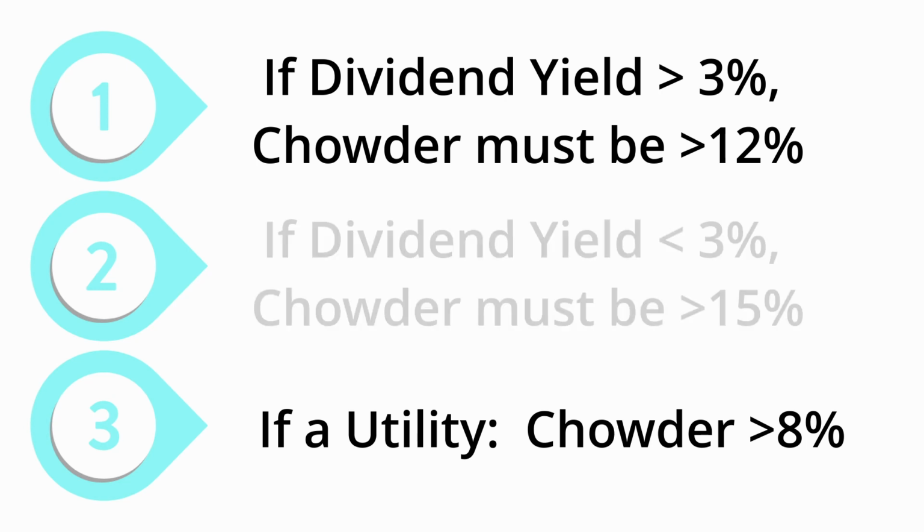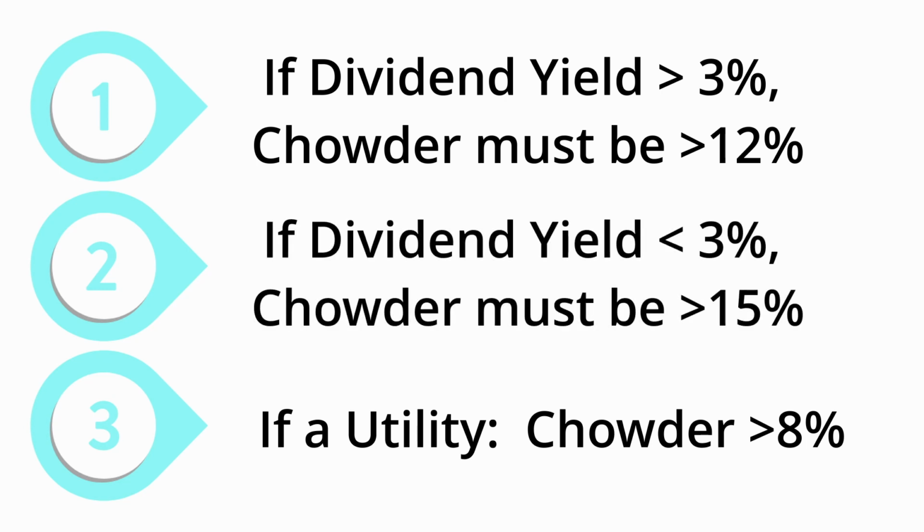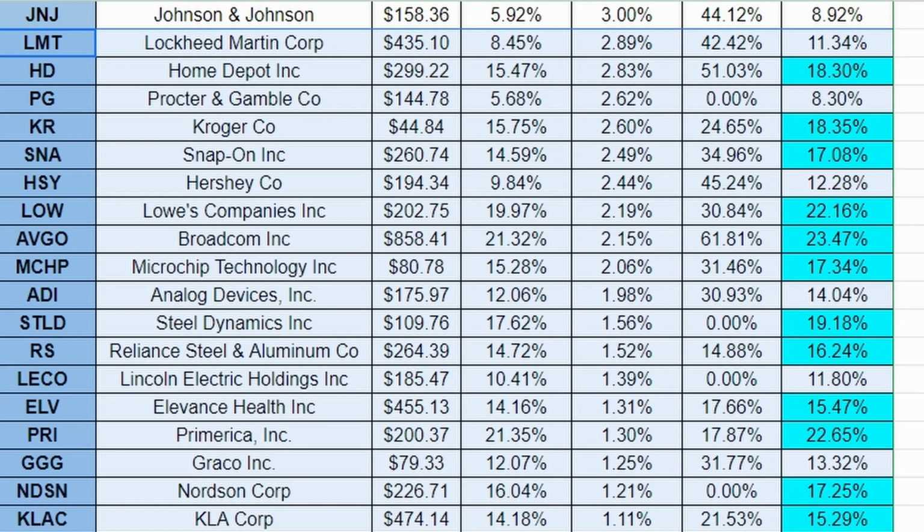This brings us to rule number 2, which is the remaining 24 holdings in my portfolio because they all have yields less than 3%. For these companies, I'm looking for Chowder numbers greater than 15%, of which 16 meet the criteria.